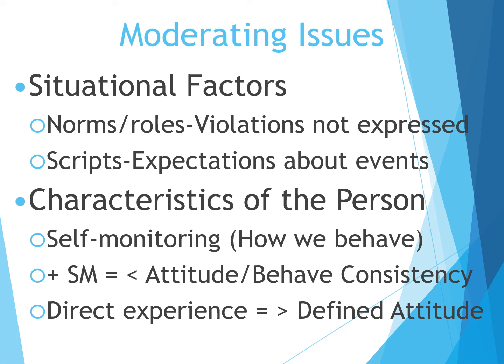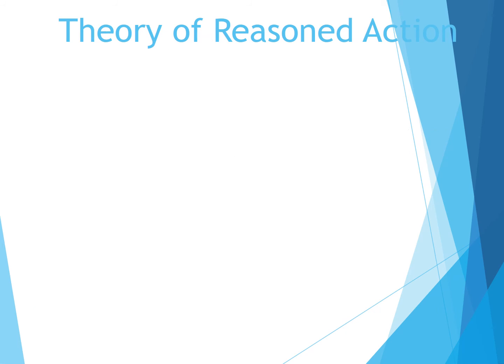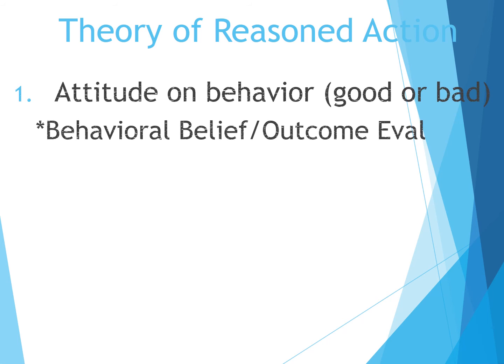And let's move on to a couple of theories that also look at the relationship between attitudes and behaviors and how that relationship plays out. The theory of reasoned action suggests that there are several variables or issues that will contribute to people's attitudes towards behaviors, the importance of those attitudes, and whether they intend to behave a certain way. According to the theory of reasoned action, people develop attitudes about behaviors based on beliefs about the behavior and the evaluation of the outcome.